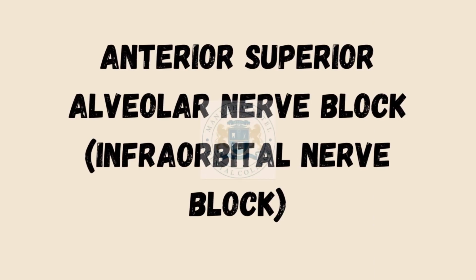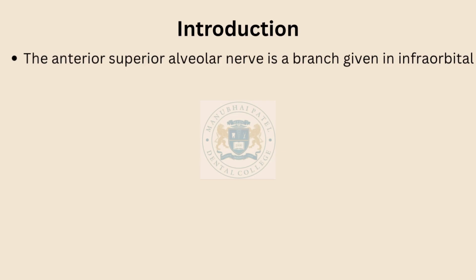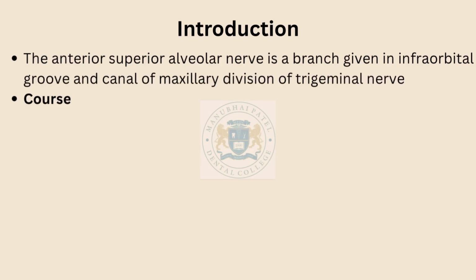The second nerve block is the anterior superior alveolar nerve block, also called the infraorbital nerve block. Starting with introduction: the anterior superior alveolar nerve is a branch given off in the infraorbital groove and canal of the maxillary division of the trigeminal nerve. Course and relations.